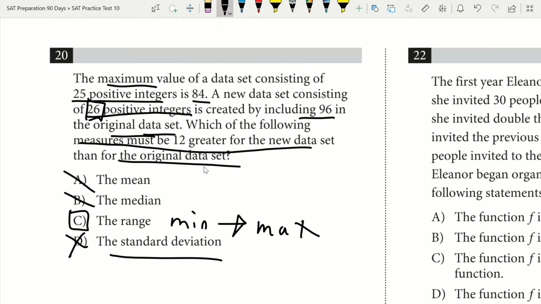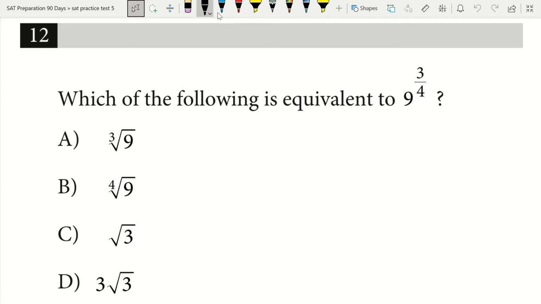Okay, so hopefully this was helpful. Now let's get into some math tips and tricks. Here is an SAT math tip and trick that you can use when you have a number raised to the power of a fraction. In this case, I'm going to use question 12 from SAT practice test 5 to illustrate as an example. Which of the following is equivalent to 9 raised to the power of 3 over 4? Well, anytime that we have a number raised to the power of a fraction, the denominator of our fraction, or our bottom number, is going to be our root.